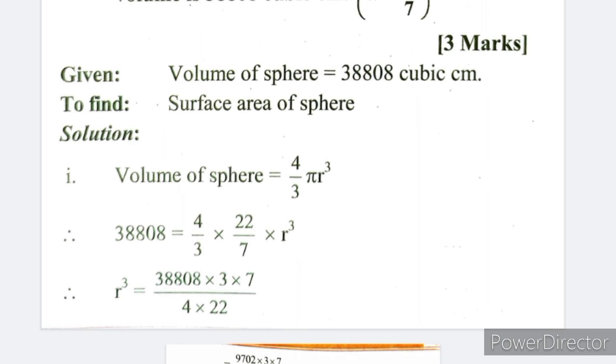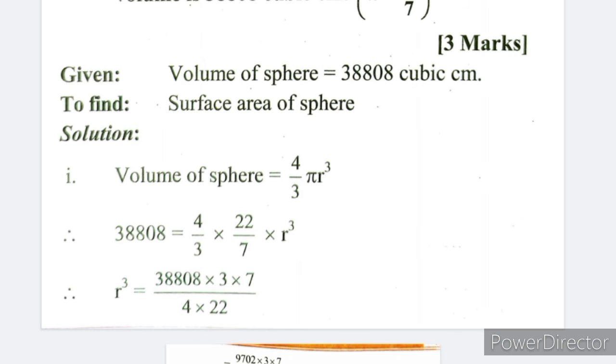So volume of a sphere is 4 upon 3 pi r cube. We don't know the value of r, which is needed for finding the surface area, because in the formula of surface area we need r. So let's find out r with the help of the volume of the sphere that is given to us. Volume of sphere is equal to 4 upon 3 pi r cube. So 38,808 is equal to 4 upon 3 into 22 upon 7 into r cube.